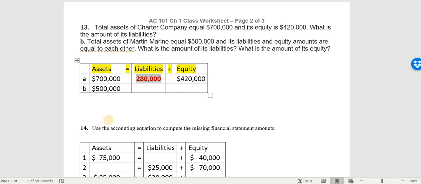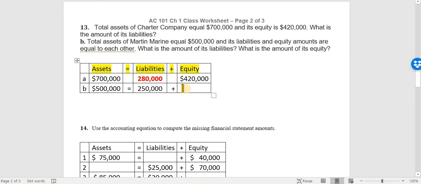B, total assets of Martin Marine equal $500,000 and its liability and equity amounts are equal to each other. So what's the amount of the liabilities? What's the amount of the equity? Well, the assets, 500, equals the liabilities plus the equity, and they're equal to each other. I think it has to be 250 each, doesn't it? Does that make sense? If they're equal to each other, they each must be half of 500. So there you go.